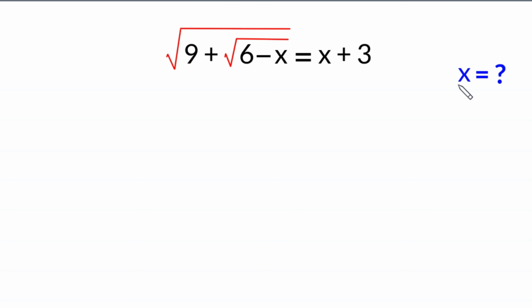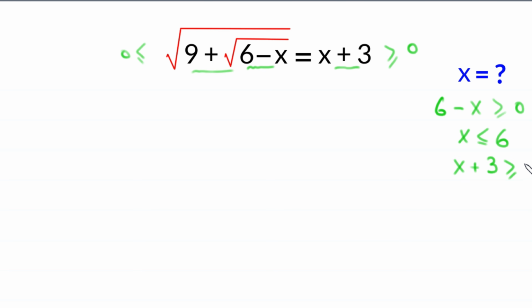So let's start. Since this expression 6 minus x is under square root, this 6 minus x must be greater than or equal to 0. This implies that x must be less than or equal to 6, and this whole expression at the left hand side must be greater than or equal to 0. So this x plus 3 must also be greater than or equal to 0. This implies that x must be greater than or equal to negative 3.